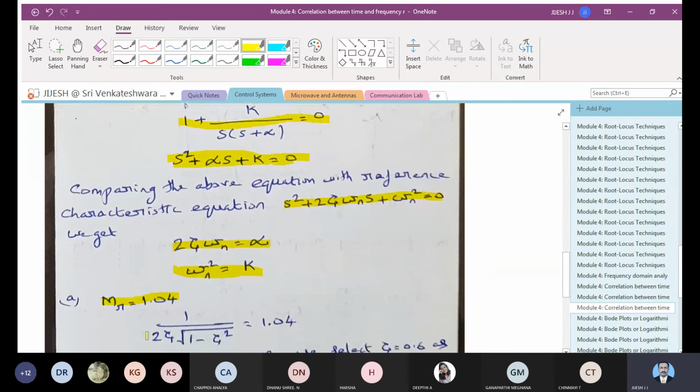So we have 1 by MR is what? 1 divided by 2 zeta root of 1 minus zeta square, that is equal to 1.04.